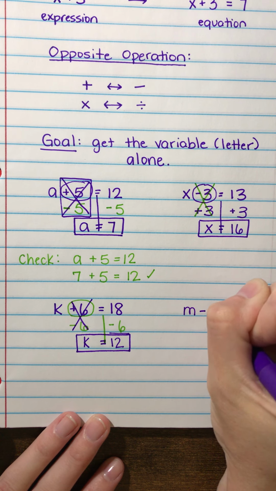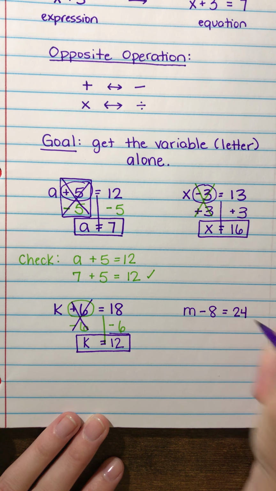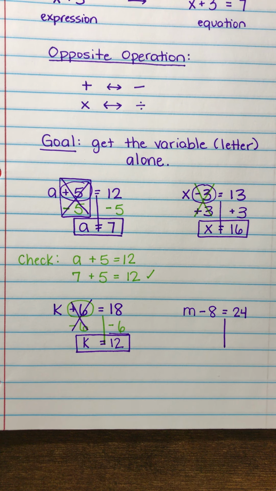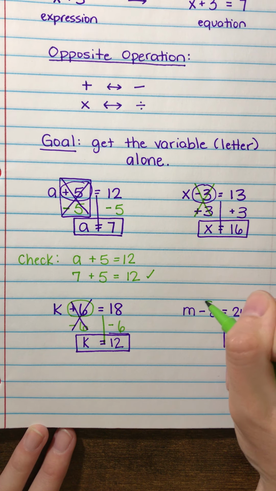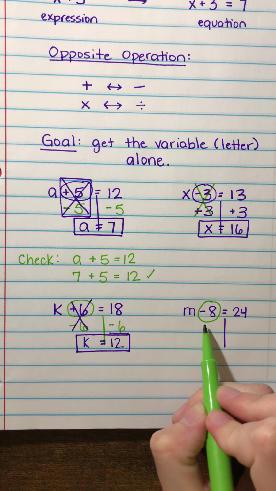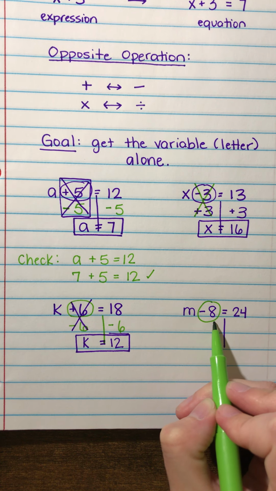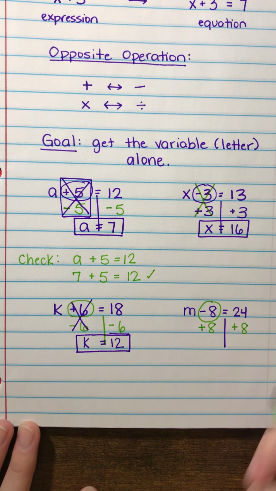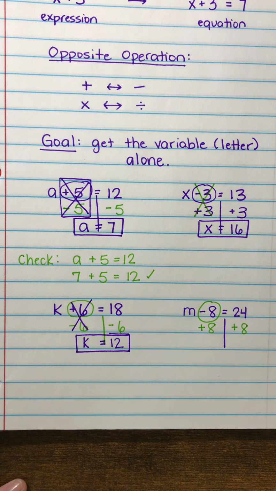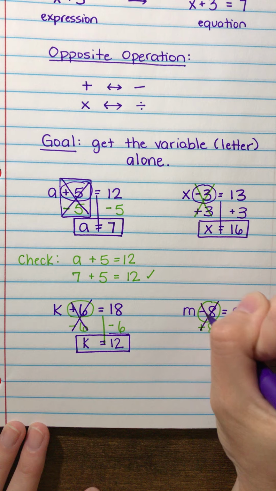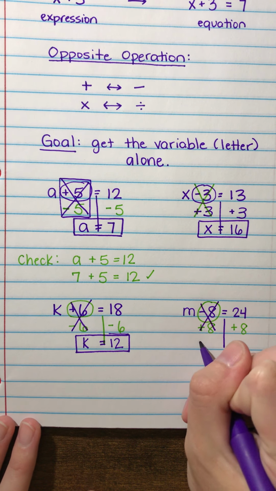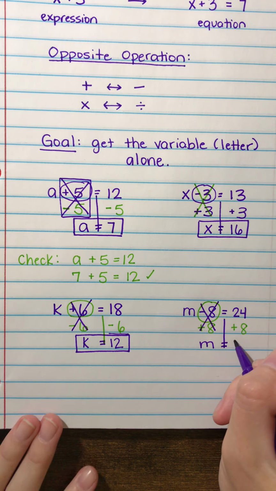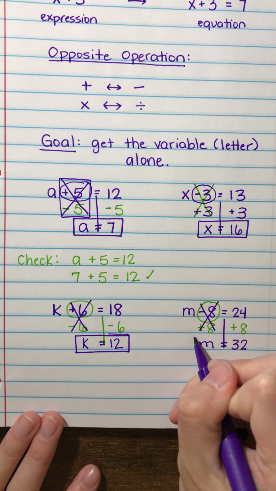I have m minus 8 equals 24. All right, again, my goal is to get the letter all by itself, and I need to do the opposite of whatever I see in the problem. Here I have a minus 8, and the opposite of subtraction is to add. I'm going to add 8 to each side of the equal sign. My opposites cancel out. The minus 8 and plus 8 go away. I'm left with the letter M, and I need to add these two together, and when I add them together, I should get an answer of 32.